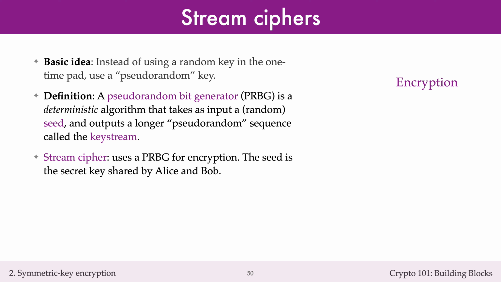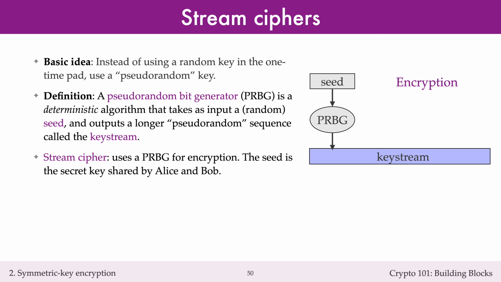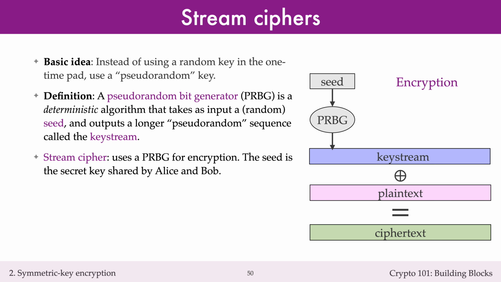A pseudorandom bit generator can be used for encryption as follows. The randomly generated seed of relatively small bit length is a secret key shared by Alice and Bob. When Alice wants to encrypt a message for Bob, she passes the seed through the pseudorandom bit generator, which is a publicly known algorithm. The generator stretches the purely random seed into a much longer keystream that appears to be random. The keystream can then serve as a secret key in the one-time pad. And so the bits of the keystream are XORed with the bits of the plaintext, one bit at a time, to get the ciphertext bits.